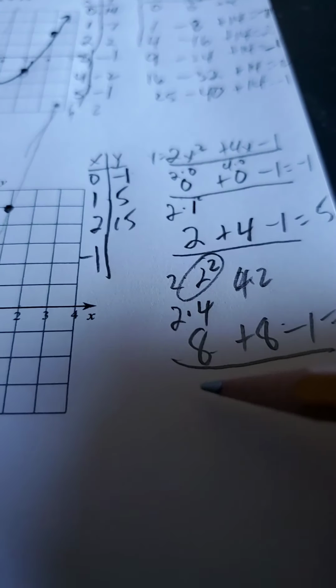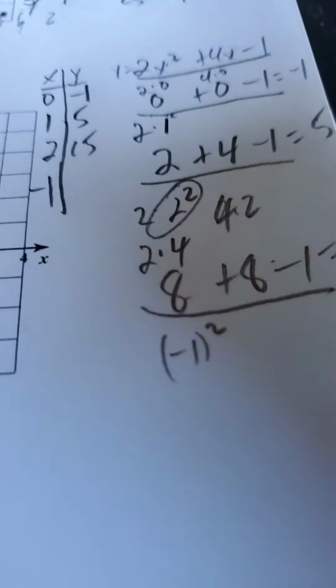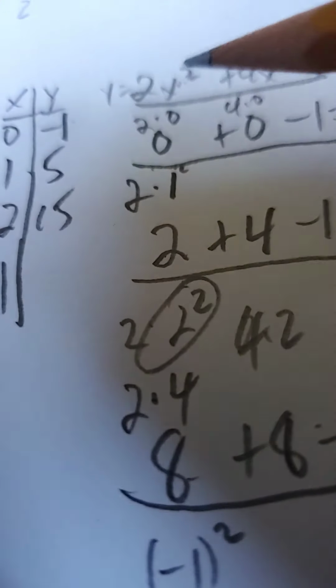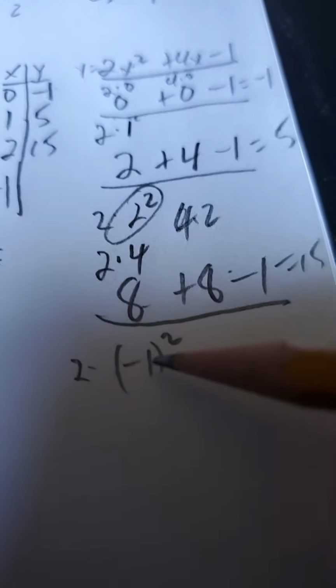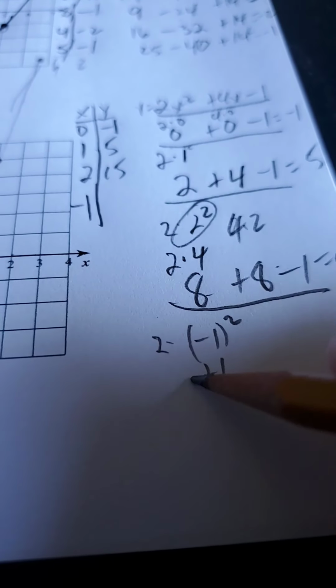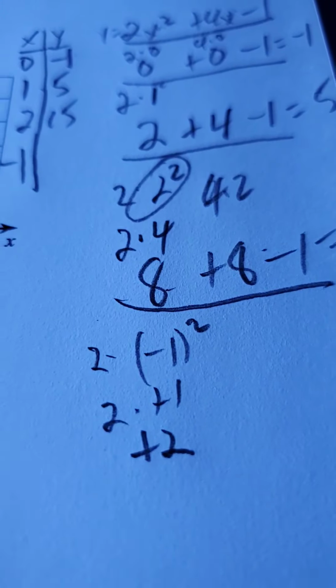Now here's where you've got to be careful. This is where if you're using a calculator, it's probably doing it wrong. I take negative 1 and I square it first. Negative 1 squared. Then I multiply by 2. Negative 1 squared is positive 1 times 2 is positive 2 for the first term.